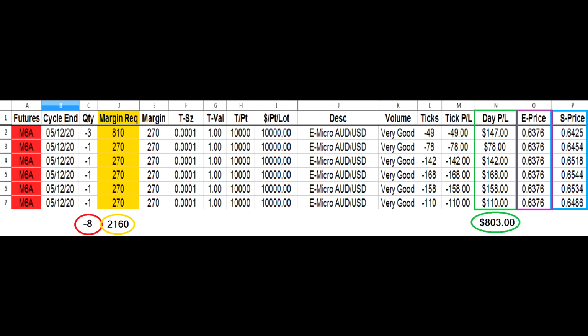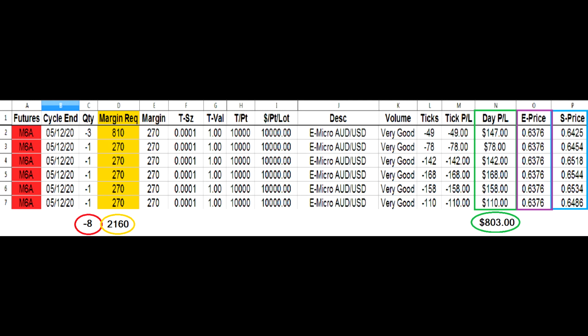Now let's look at the third line. You'll notice in column C, in quantity or contracts, from that point on, I'm just adding one contract at a time. I'm just slowly, I'm not jumping in there with 10 contracts. I'm not even adding 3 more. I'm just adding one contract at a time.